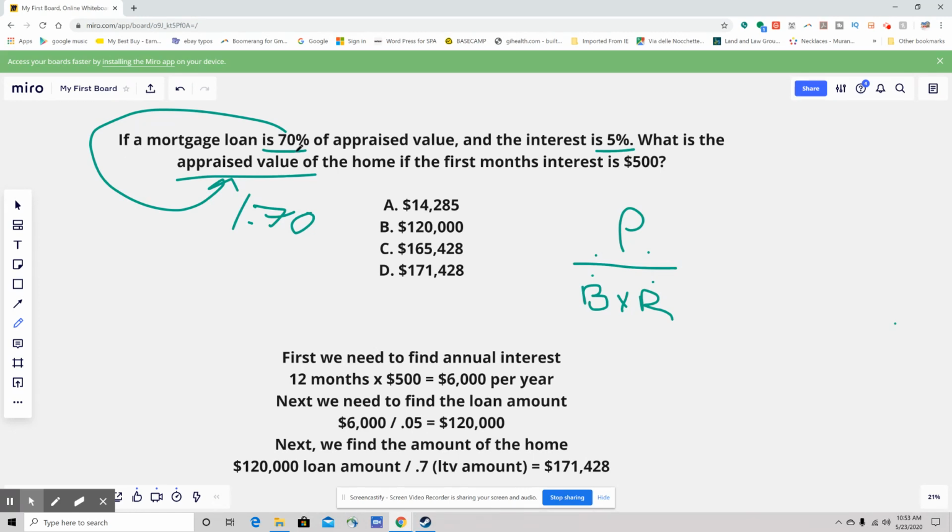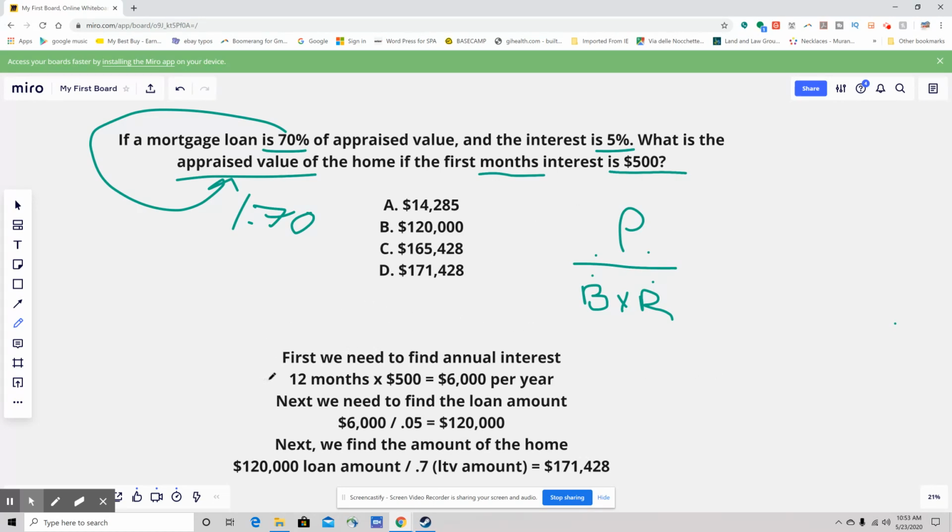If a mortgage loan is 70% of the appraised value and the interest is 5%, so I know 70% of the appraised value, we're going to have to find the appraised value, and they give you the first month's interest is $500. Ooh, key word here: first month. We're going to have to convert some things into annual, right? So let's go to the videotape as to what we're going to do.